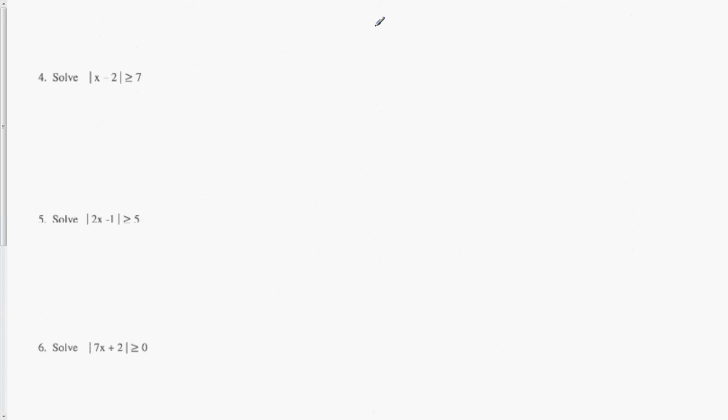All right, now on this page we are going to have greater than. So remember, if we have greater than, that means when you take the absolute value out, you're going to have x is greater than a or x is less than negative a. That is how we're going to set these up.